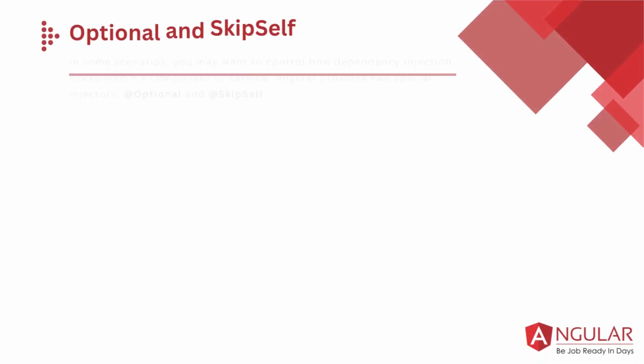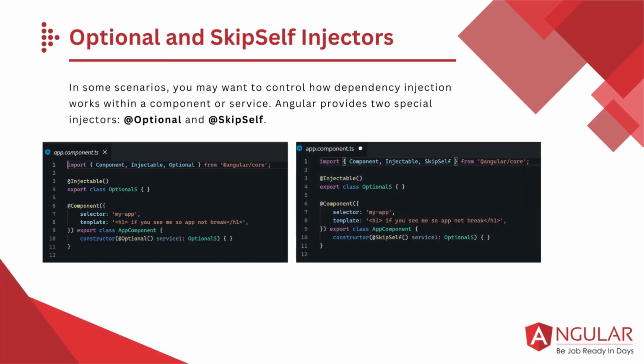4. Optional and SkipSelf injectors. In some scenarios, you may want to control how dependency injection works within a component or service. Angular provides two special injectors: Optional and SkipSelf. Optional: when you add the Optional decorator before the injected service, Angular won't throw an error if the service is not available.